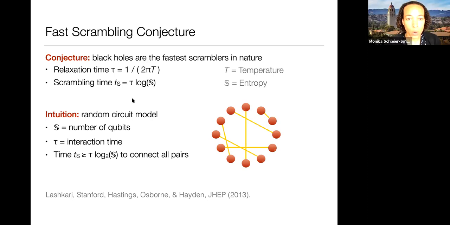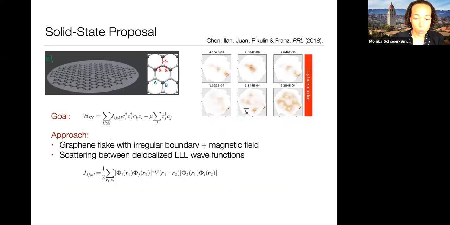Okay. So various people have thought about how you might actually engineer things that behave in this way. There's a set of proposals in solid state systems. Just to give an example, there's a proposal from the group of Marcel Franz, which is basically thinking about a system where there's a graphene flake with some irregular boundary. So it's a disordered 2-dimensional system, and it's in a magnetic field.